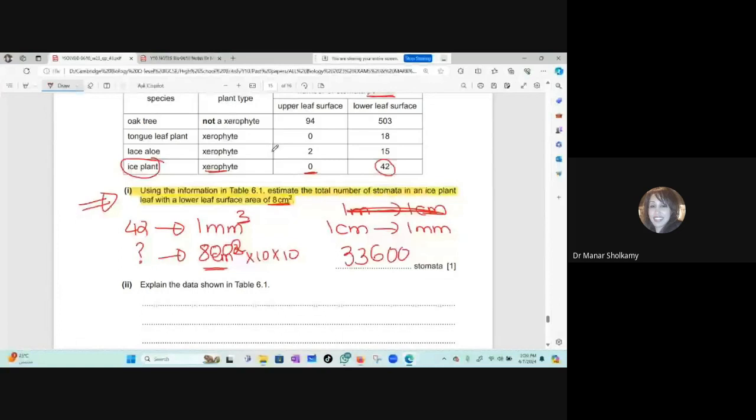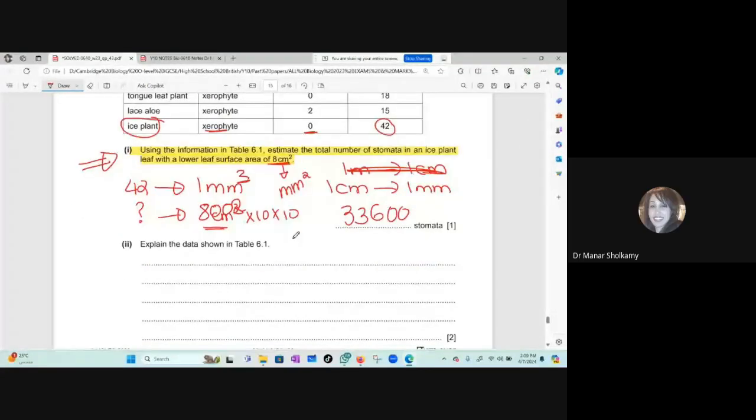Did you all understand what we did? Because it is squared, so we multiplied by 10 and then multiplied by 10 to convert the 8 centimeters squared to millimeters squared. Did you all notice that? Or did you all understand it now? No. Yes. Okay.